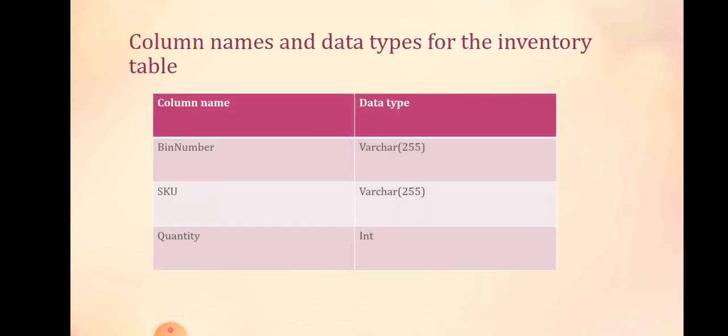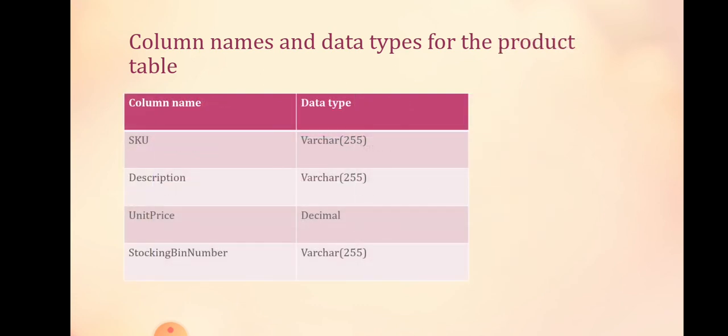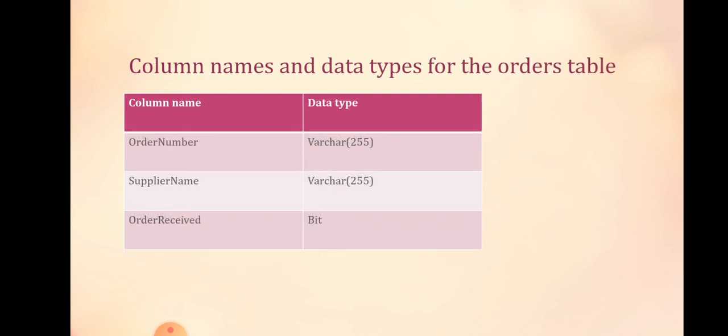Next, here is the metadata. We specify the metadata, that means what the column names used in the inventory table are and what the data types are. The inventory table consists of bin number, SKU and quantity. The bin number is stored as character data type, SKU is stored as character data type, and quantity is the integer data type. Next, the product table. The product table consists of the following fields: SKU, description, unit price, stocking bin number, which also have certain data types. Next, the orders table. The orders table consists of three fields: order number, supplier name, order received.